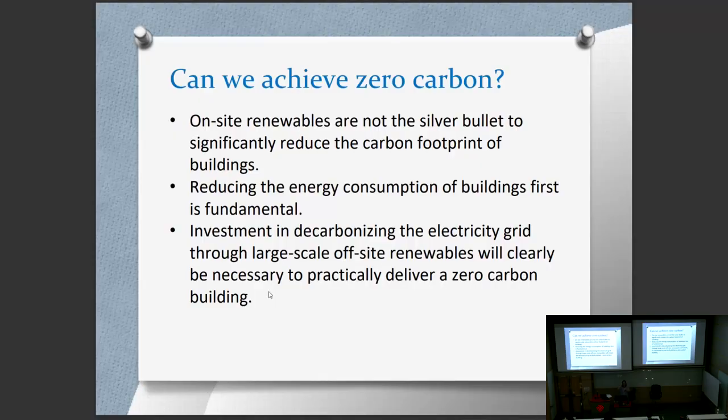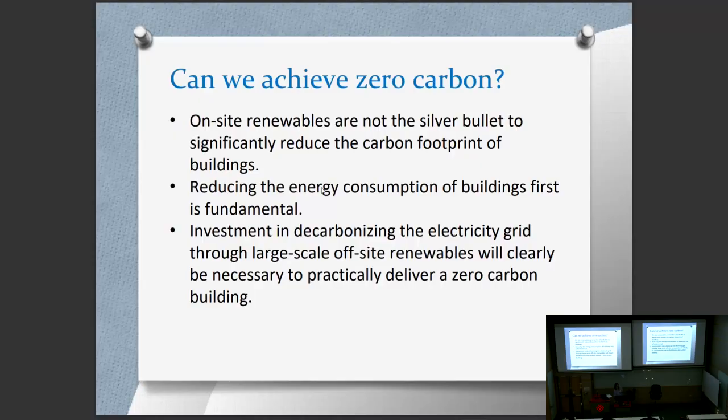So on-site renewables are not the silver bullet to significantly reduce the carbon footprint of the building, especially for buildings within the city center. Within the city center, like in Tsim Sha Tsui for PolyU, we are surrounded by so many other buildings, and we don't have enough area for installing PV panels or solar collectors to achieve a zero carbon building. It is not possible to rely on on-site renewable energy.